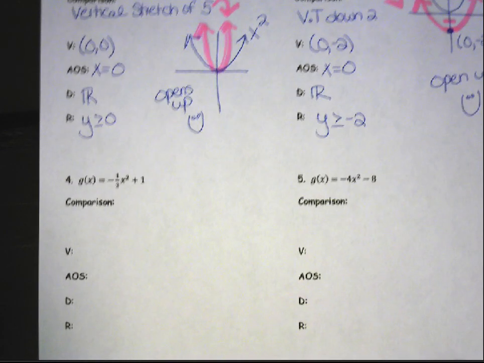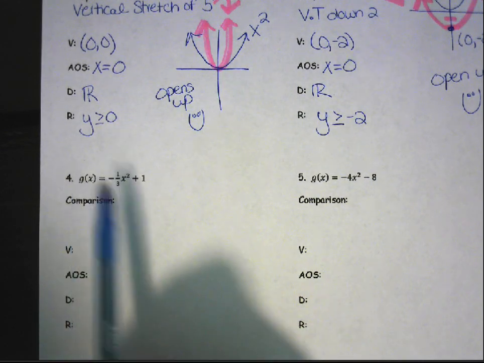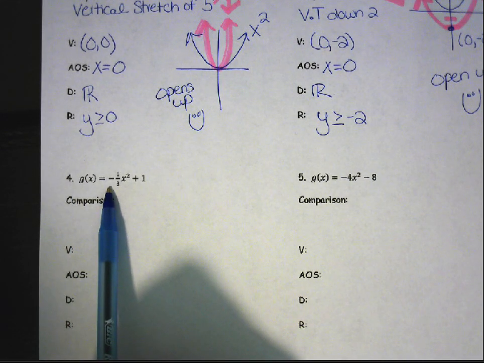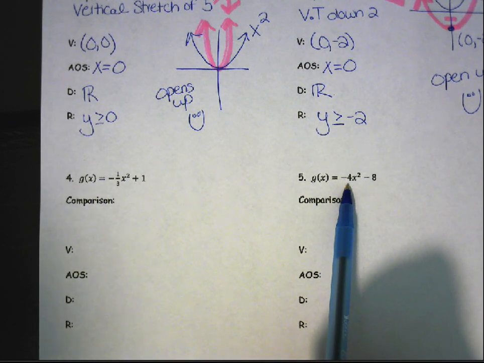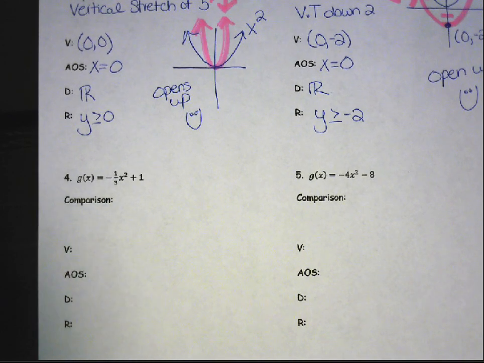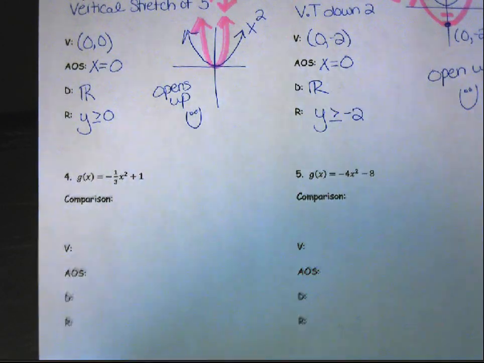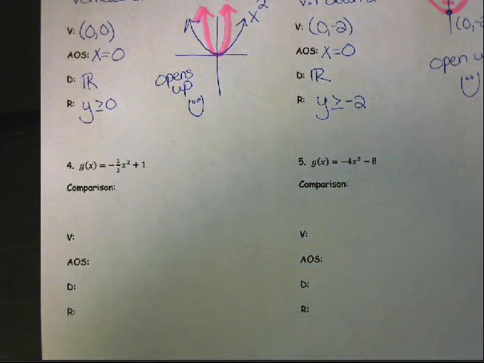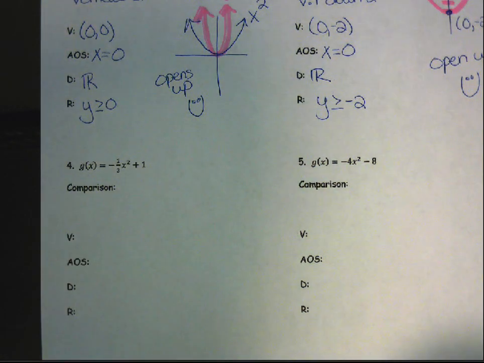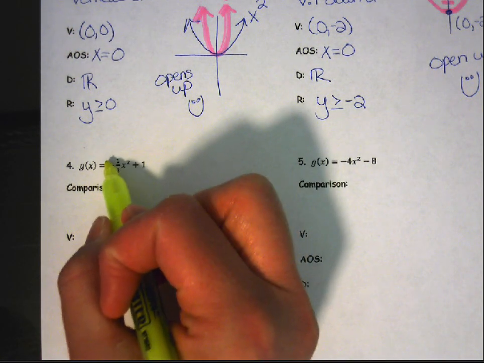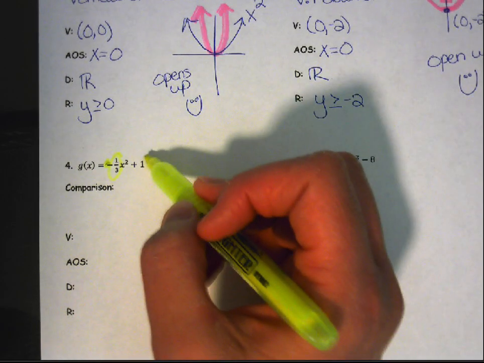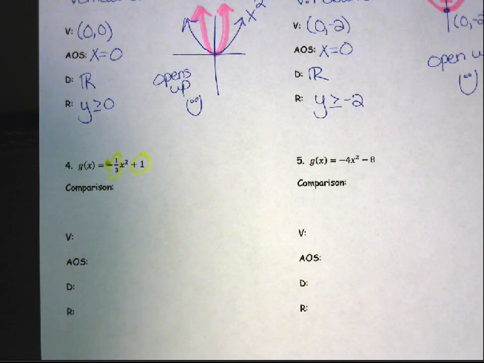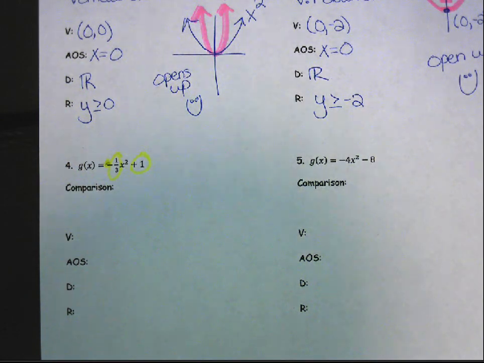So if you want to pause the video here and try these other two just to give you some practice, this is a -1/3 x squared plus 1 and a -4x squared minus 8. All right, hopefully you paused it and tried it on your own. Now this one for our comparison actually has 3 answers. Do you notice it's got a negative, it has a 1/3, and it has a +1.